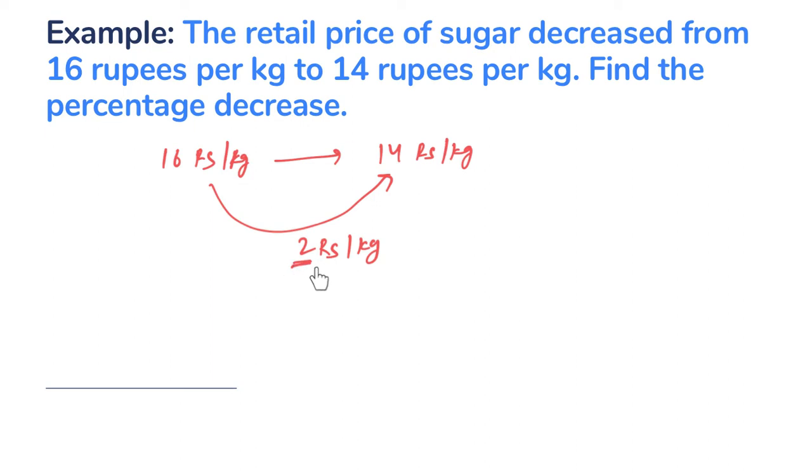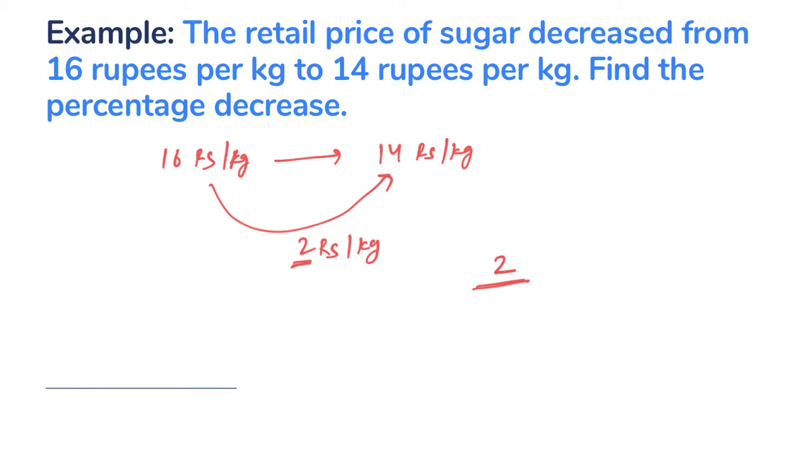So I will write this value in the numerator, so I will put 2 here, and in the denominator I need to write the reference value. So here see, our first value is 16 rupees per kg, then it becomes 14 rupees per kg, so the change is going on 16 rupees. So this is our reference value, and the reference value we will put in the denominator.